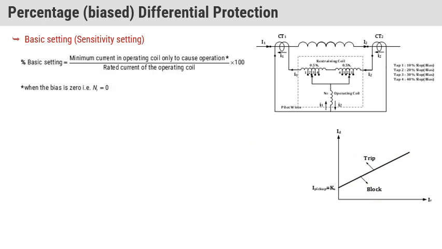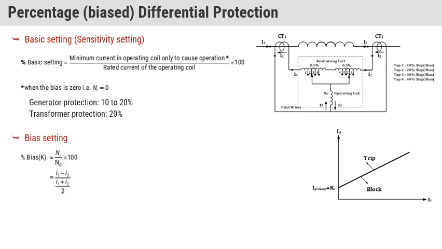Some basic settings. The basic setting percentage is the minimum current in the operating coil only to cause operation, divided by the rated current of the operating coil. When the bias is 0, for generator protection it is 10 to 20%, and for transformer protection it is 20%. Okay, this is some bias setting.